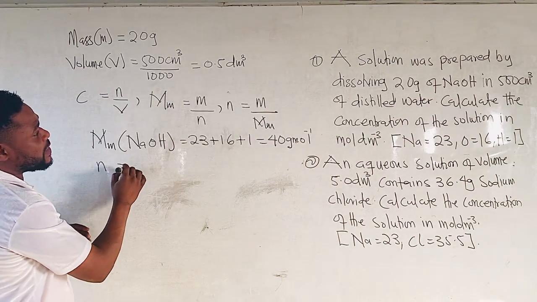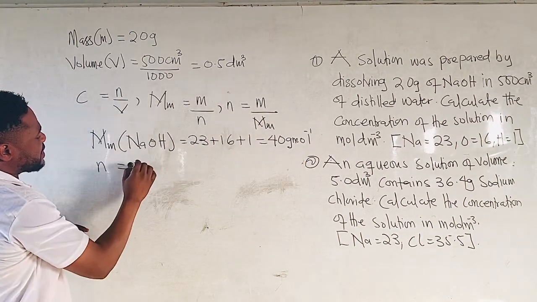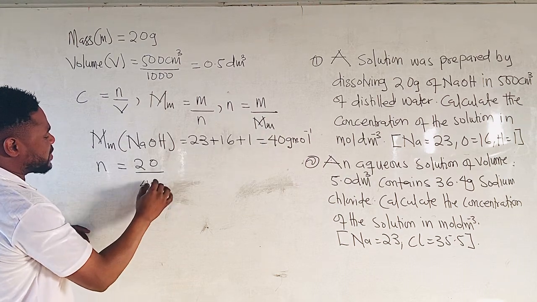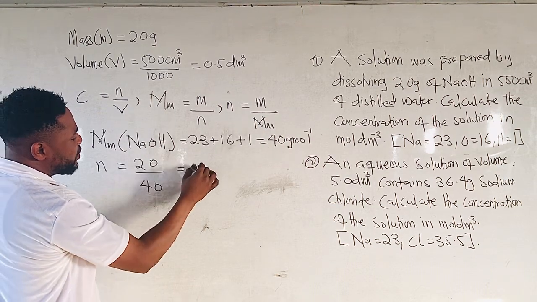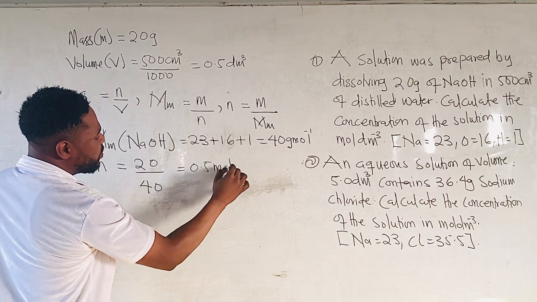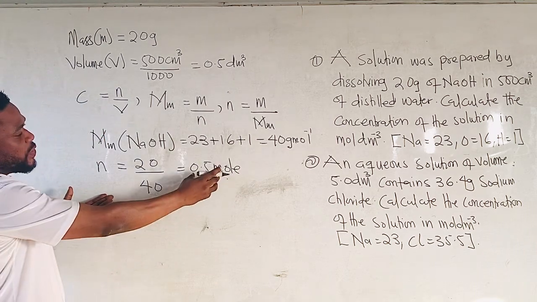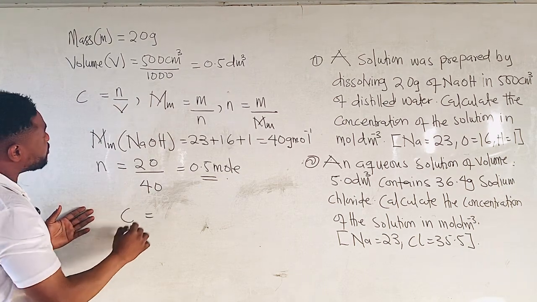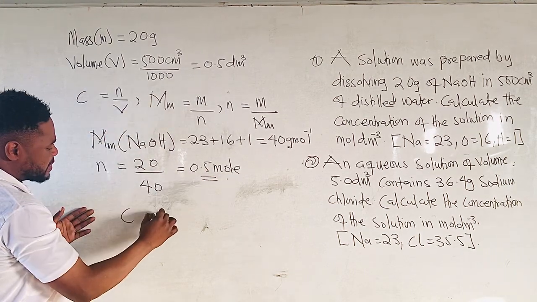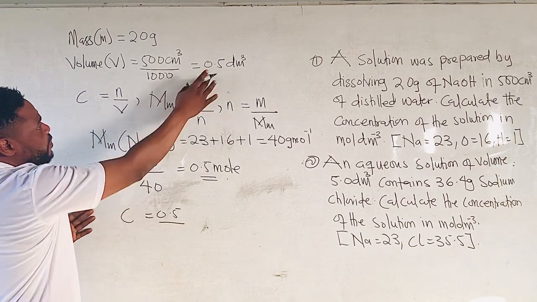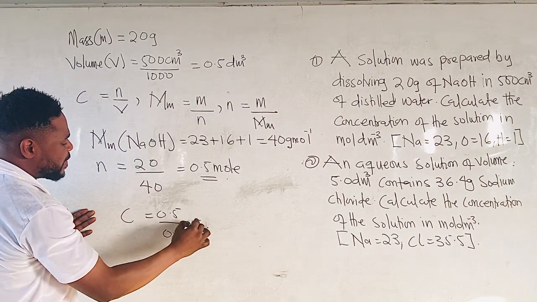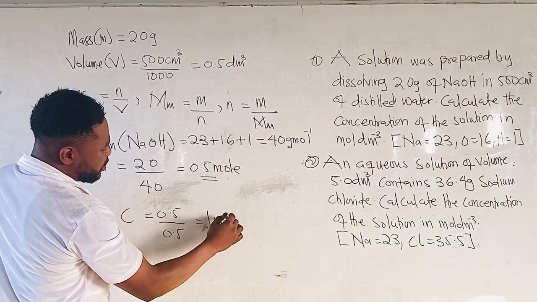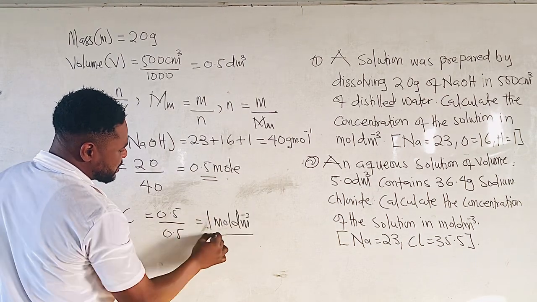Now that we know our molar mass, we can now find the amount of substance. Our amount of substance is equal to the mass, which we have in the question to be 20, divided by our molar mass, which is 40. When we divide this, we are going to have 0.5 mole. Now that we know our mole, we can calculate our concentration. Our concentration will be equal to mole, which is 0.5, divided by the volume, which we also have as 0.5. When we divide it, we are going to have 1 mole per dm cube, as we can see.